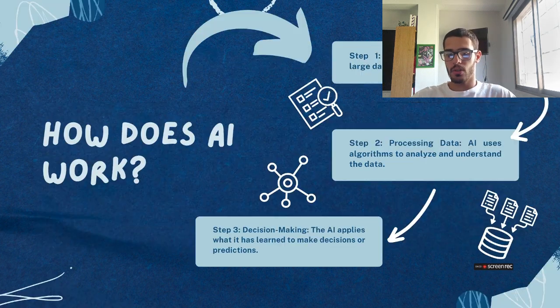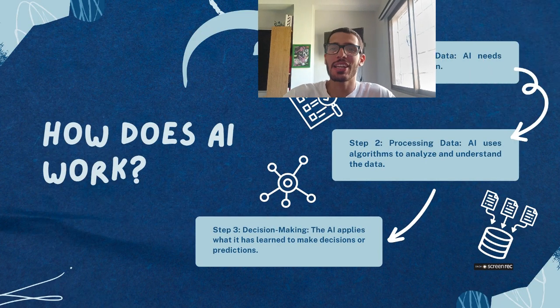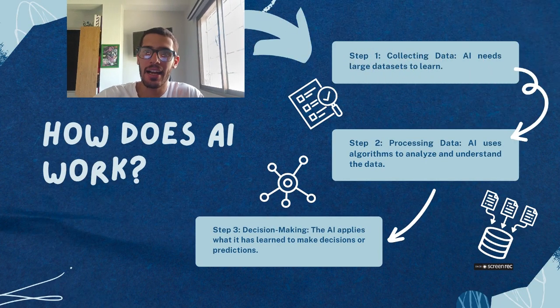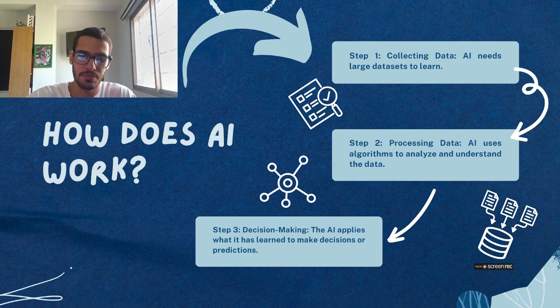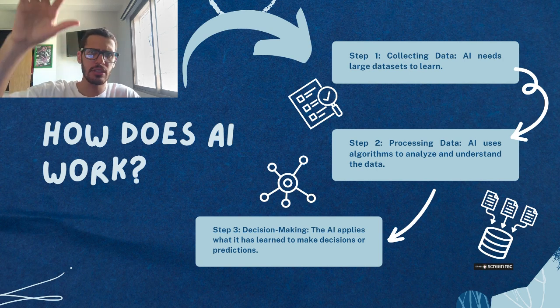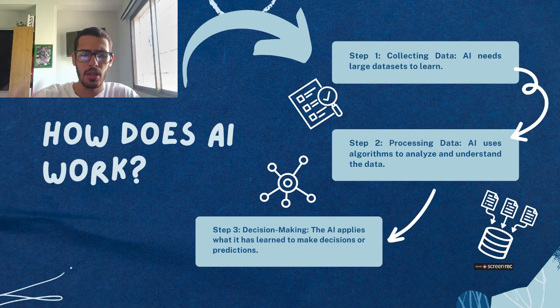But then, how does an AI work? Understanding the types of AI and the key components of it, now we have to understand how an AI works, and it's pretty simple. We're going to structure it in three different steps.